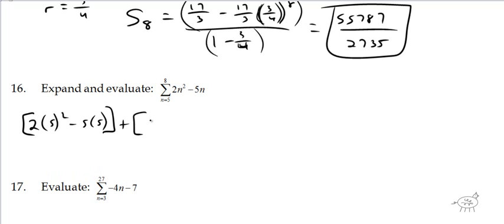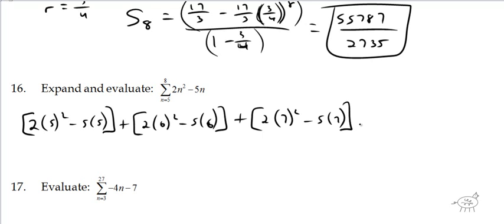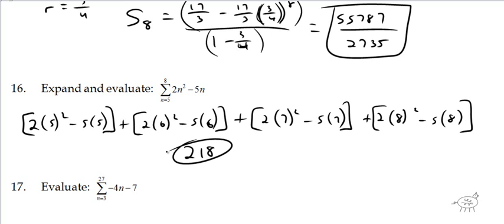plus, and then I'm going to go up to 6, so 2 times 6 squared minus 5 times 6, and then plus 2 times 7 squared minus 5 times 7, plus 2 times 8 squared minus 5 times 8. Okay? So if I multiply all that out, that's expanding it all out, and evaluating it comes out to be 218. And that's your final answer.